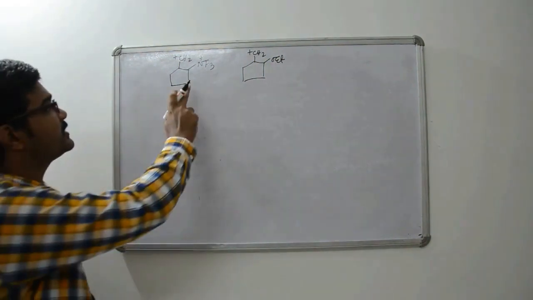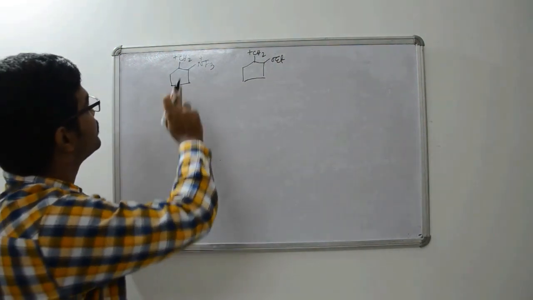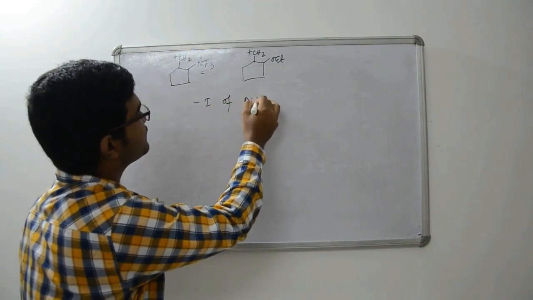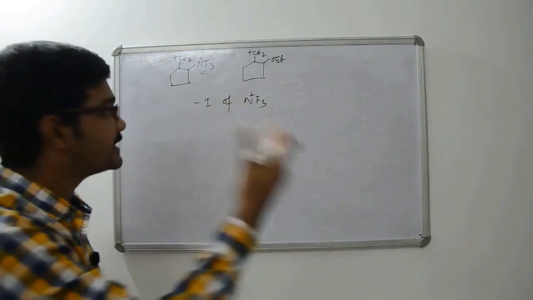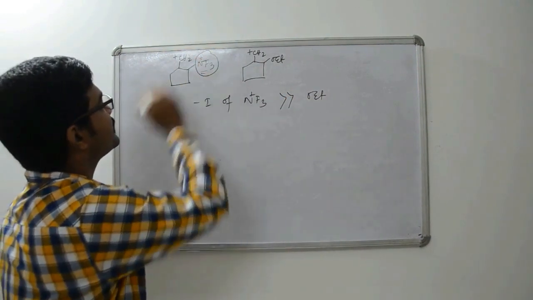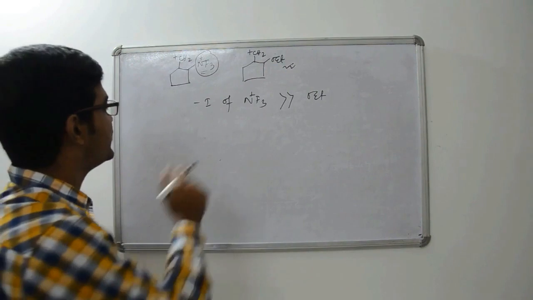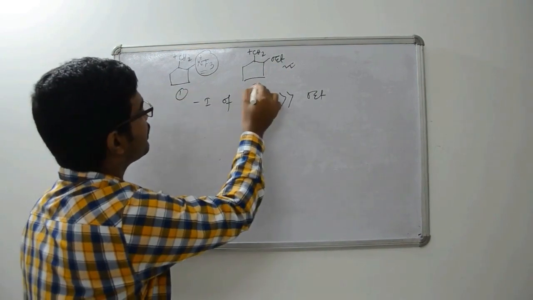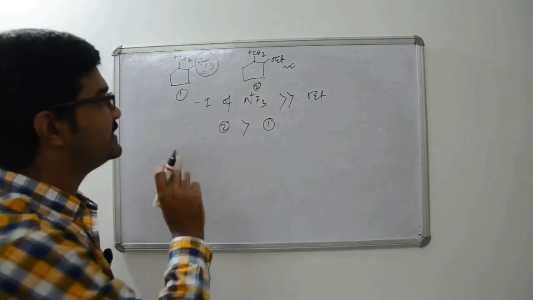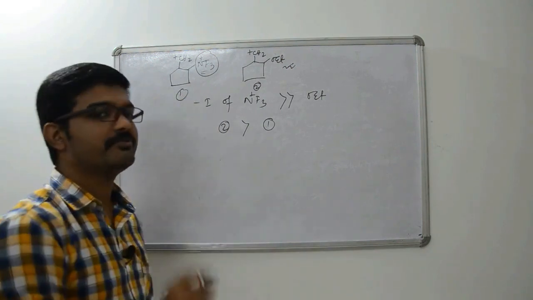Let us consider these two carbocations. If we consider these two carbocations, we will see that the minus I effect of NF3 positive is much greater than that of OEt. So this NF3 moiety will destabilize this carbocation in comparison to this OEt moiety. Hence the stability of this carbocation will be far greater in comparison to 1. In this way, minus I groups and plus I groups help in determining the stability of carbocations.